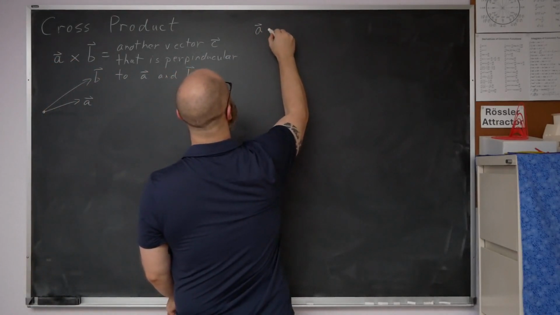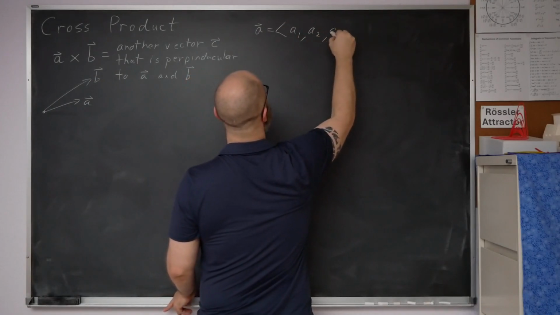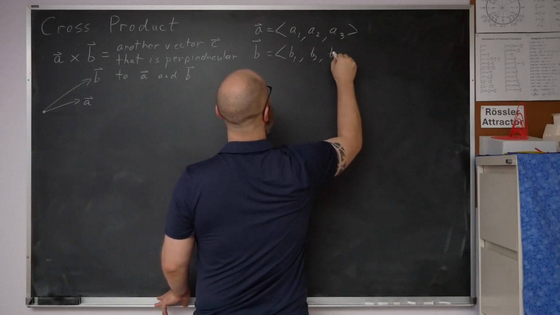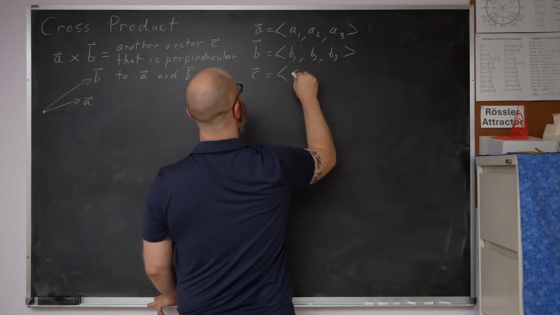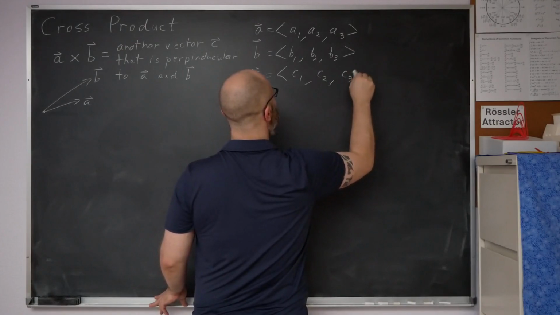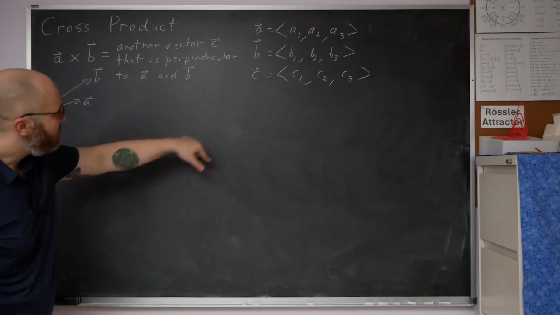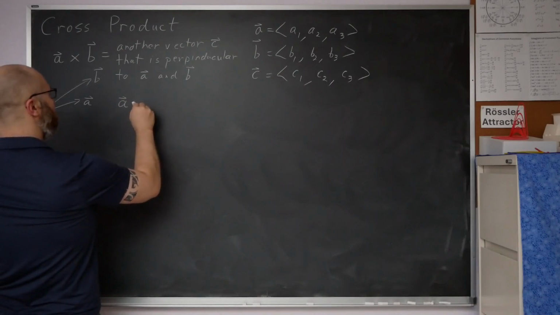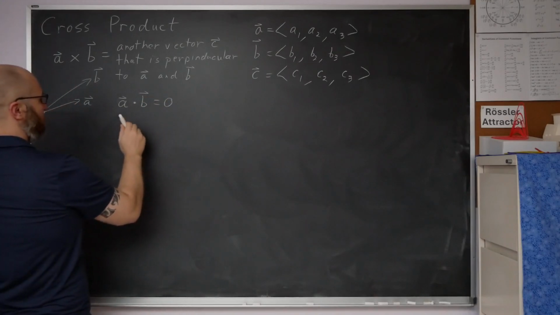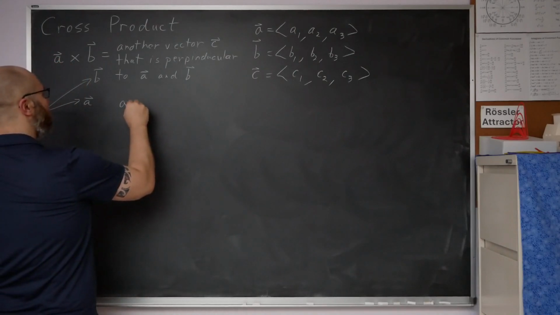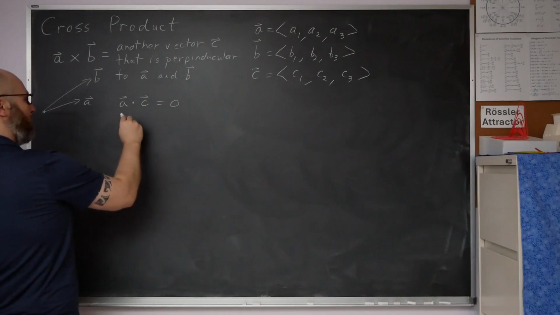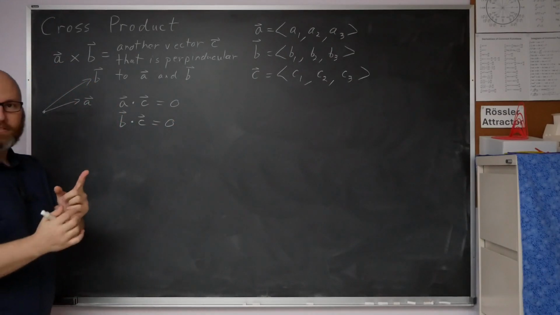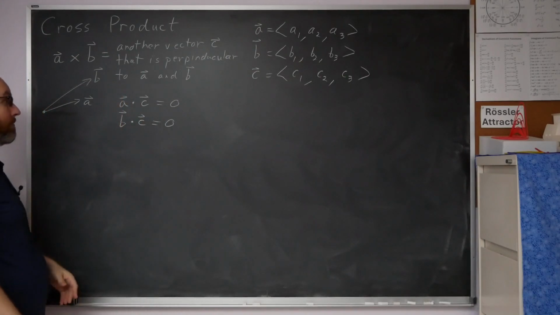First off, I just want to write, vector A is made of A1, A2, A3, and vector B is B1, B2, B3, and then C, similarly, is C1, C2, C3. So vector C is perpendicular to both vector A and vector B. Then we should have A dot C equals 0. We should also have B dot C equal to 0. Because one of the properties of the dot product is when two vectors are orthogonal, at right angles to each other, then their dot product is 0.